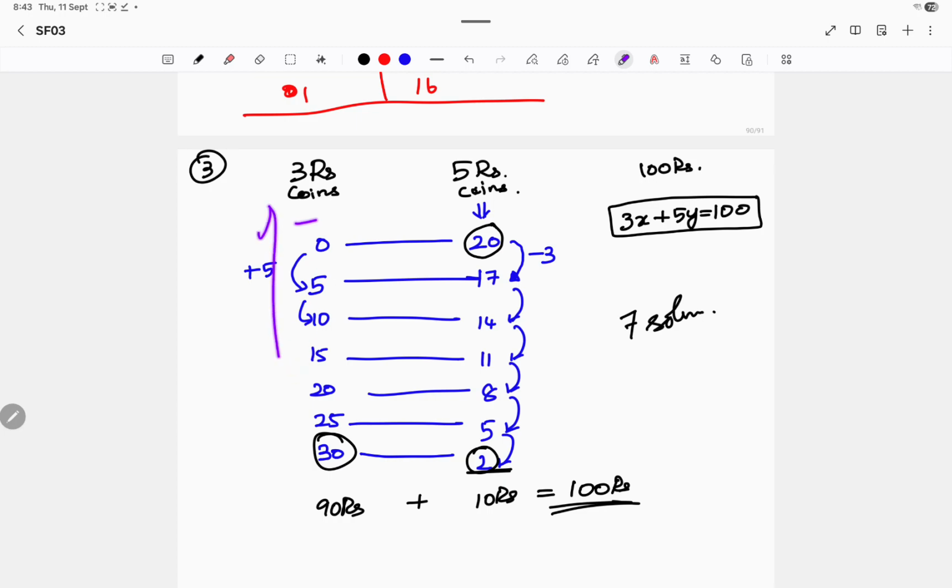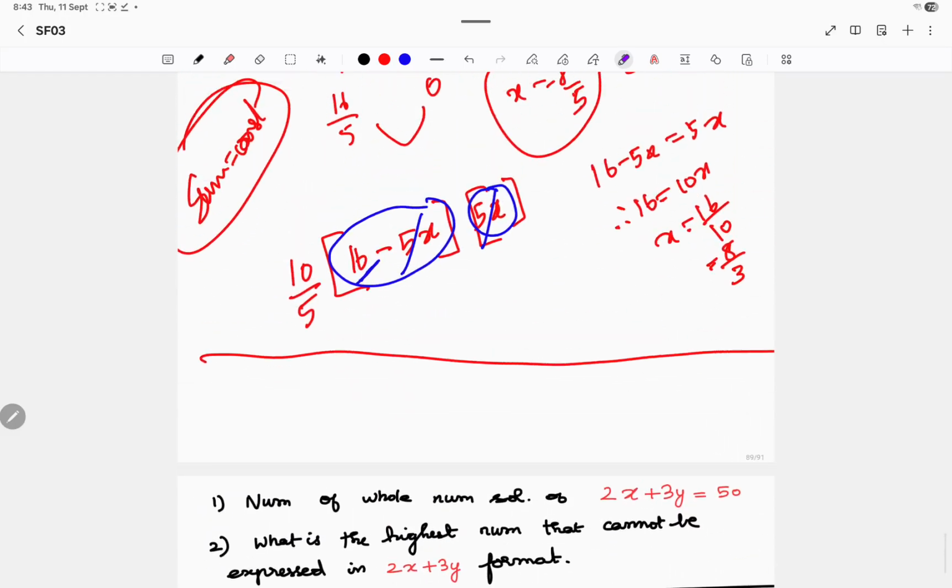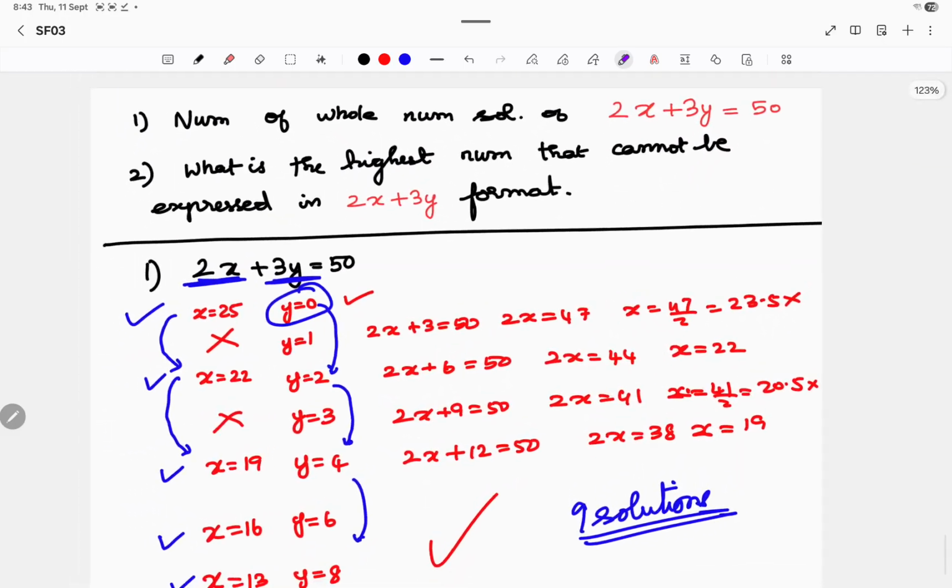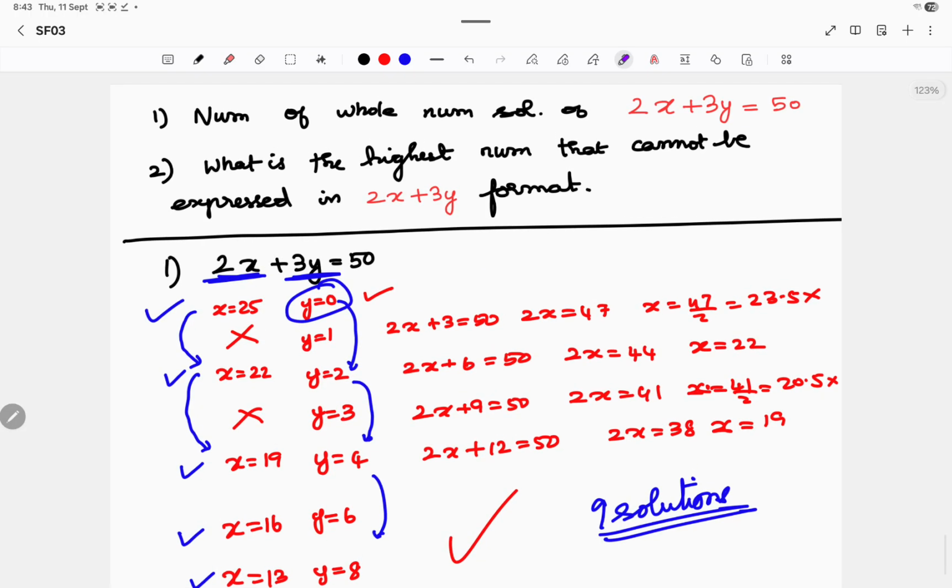Otherwise, if I keep going further in this direction, this will become negative. If I keep going further in this direction, this will become negative, and we know that is not possible because it's a whole number solution, because the number of coins cannot be negative. So now we have learned how to solve the first type of problem, the number of whole number solutions of 2x plus 3y equals 50.